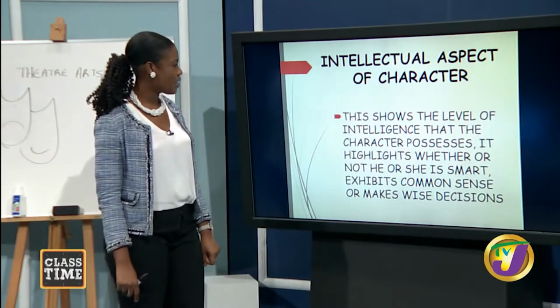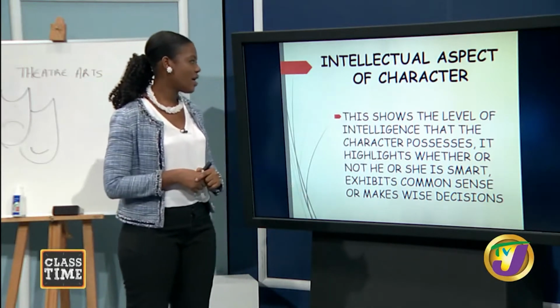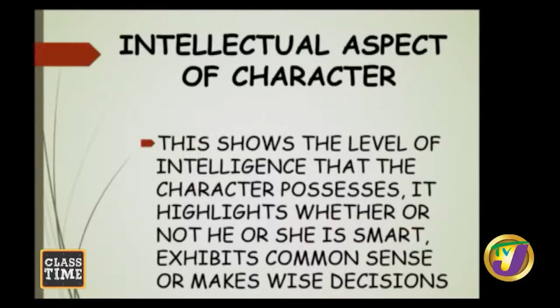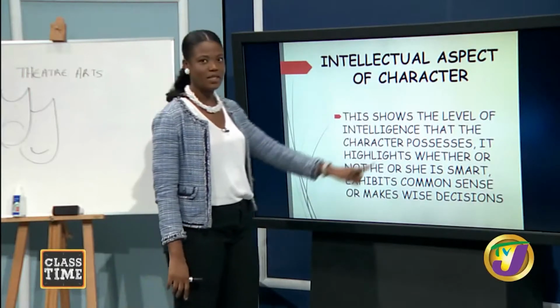Intellectual aspect of the character. Let's read together. This shows the level of intelligence that the character possesses. It highlights whether or not he or she is smart, exhibits common sense, or makes wise decisions. So that is the intellectual aspect of the character. Does the character make sense? Is he or she smart, or on the other side of smart? So that is the area that takes care of the intellectual aspect of the character.